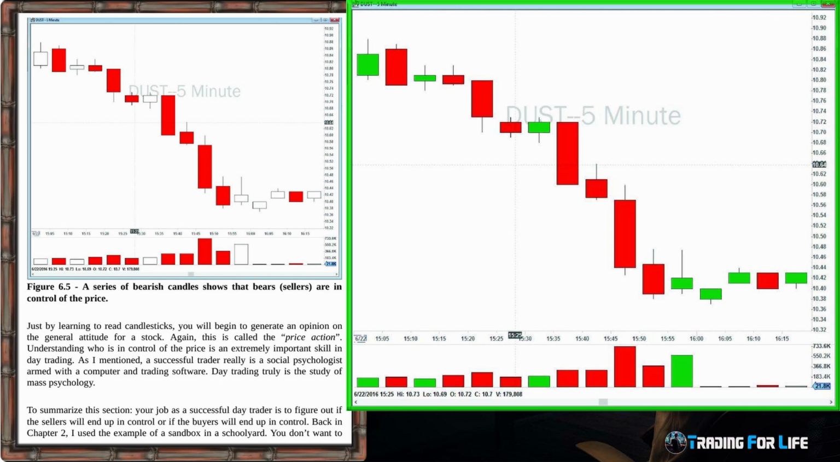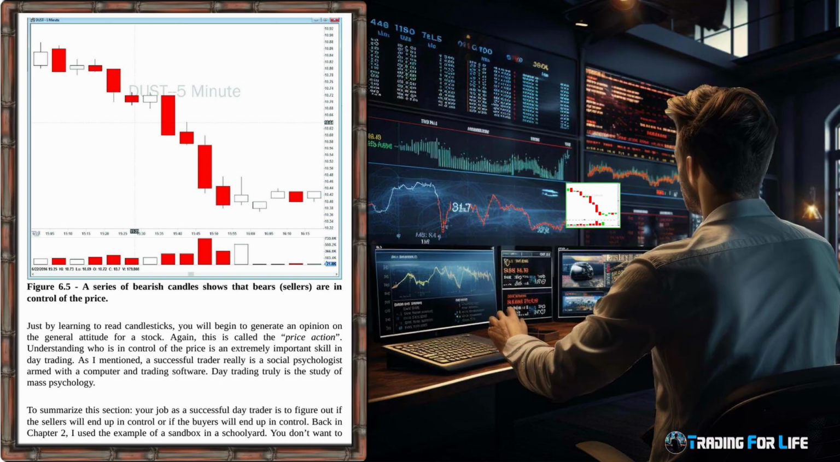Understanding who is in control of the price is an extremely important skill in day trading. As I mentioned, a successful trader really is a social psychologist armed with a computer and trading software. Day trading truly is the study of mass psychology. To summarize this section, your job as a successful day trader is to figure out if the sellers will end up in control or if the buyers will end up in control.